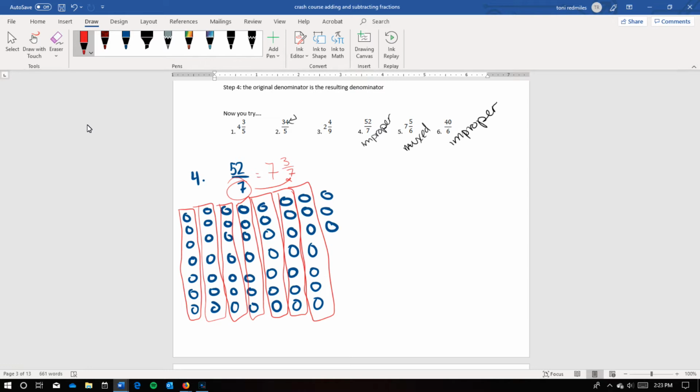Okay. Now I could do that also by division. So I have to ask myself, how many times can 7 go into 52? Okay, so 7 can go into 52 7 times, which would be 49, leaving me with 3 extra. This is the numerator, this is the denominator, this is my whole number. So I'd get the same answer both ways, 7 and 3/7.